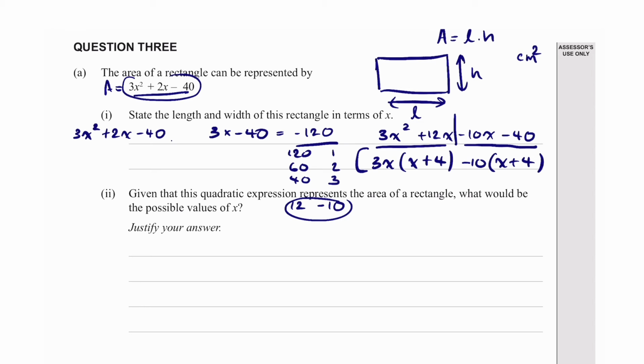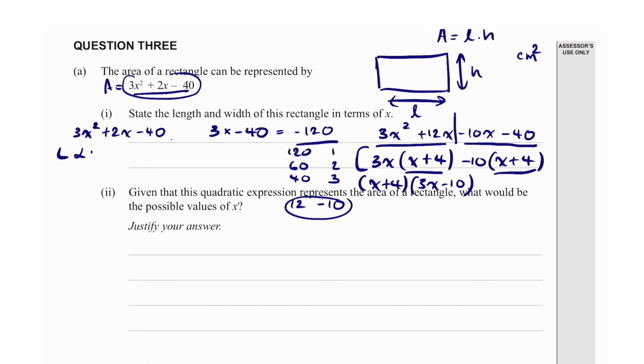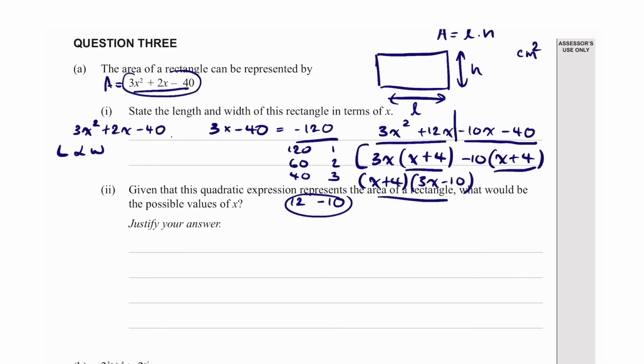So now what we want to do is factorize this another time. So the common term here is the x plus 4. So we're going to take x plus 4 as our first bracket. And whatever's not in the bracket is our second bracket. So that's 3x minus 10. So the length and the width are these two brackets here, which are x plus 4 and 3x minus 10.